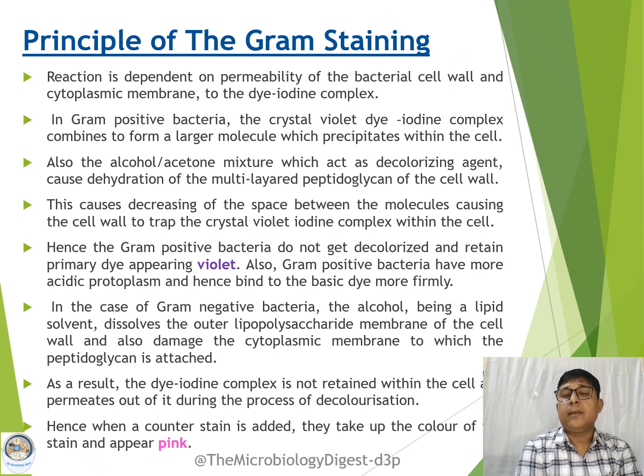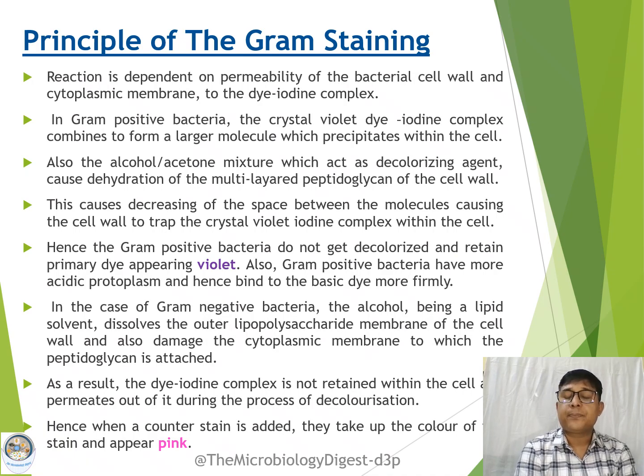Now, what is the principle of gram staining? As I said, this is dependent on the permeability of the bacterial cell wall. What happens in gram-positive bacteria? The cell wall structure is somewhat different in comparison to gram-negative bacteria. Gram-negative bacteria have a higher amount of lipid materials, and in gram-positive bacteria, the peptidoglycan layer, which is the major component of the bacterial cell wall, is a thick layer, while in gram-negative bacteria it is a thin layer.